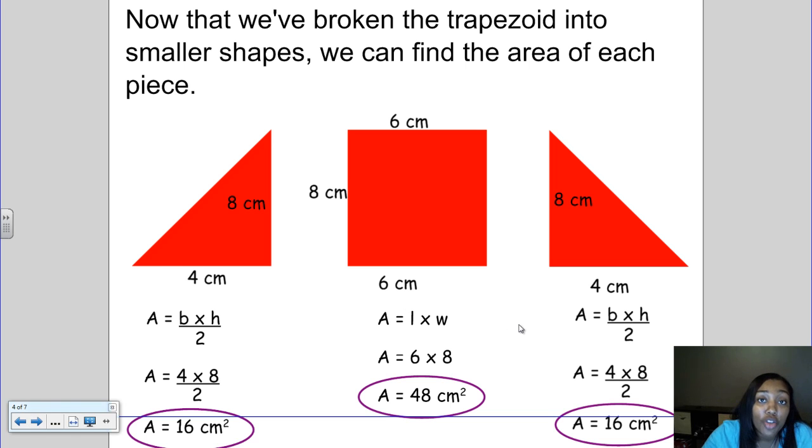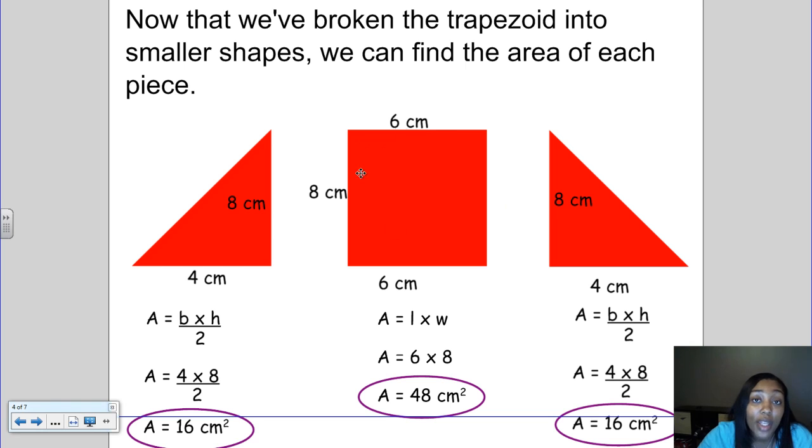Now that we've broken the trapezoid into smaller shapes, we can find the area of each one of those pieces. I'm going to start by finding the area of this triangle. To find the area of a triangle, we use the formula base times height divided by 2. We know that the base of the triangle is 4 and that the height is 8. So we're going to do 4 times 8, which is 32. Divide that by 2, which means the area of the triangle is 16 centimeters squared.